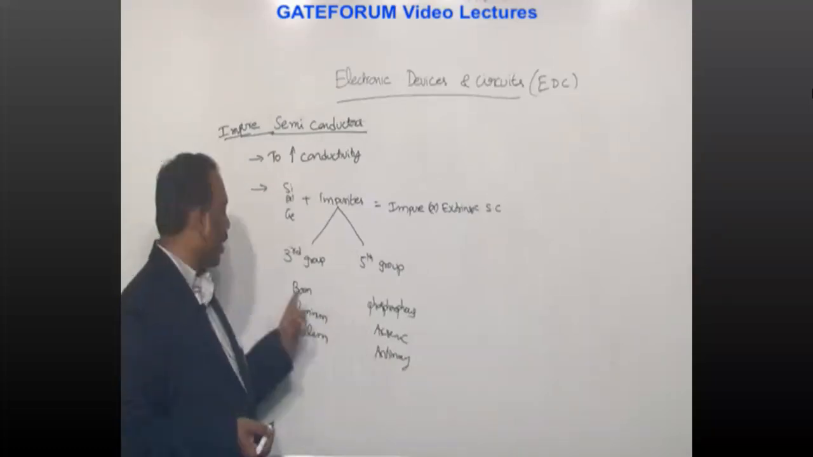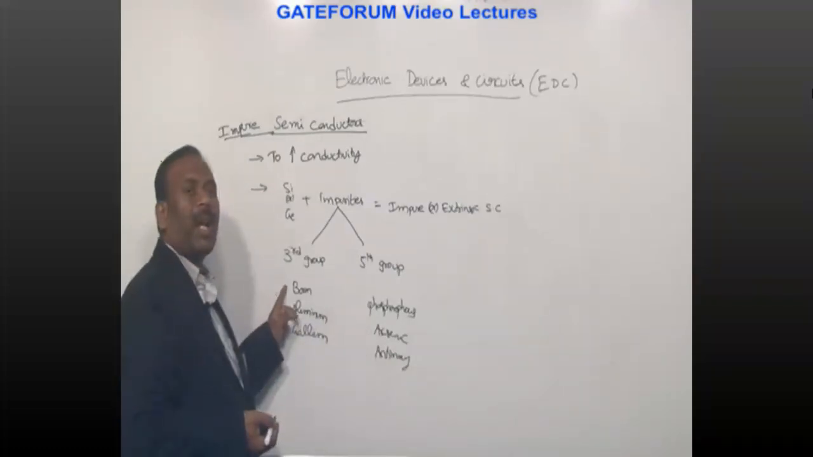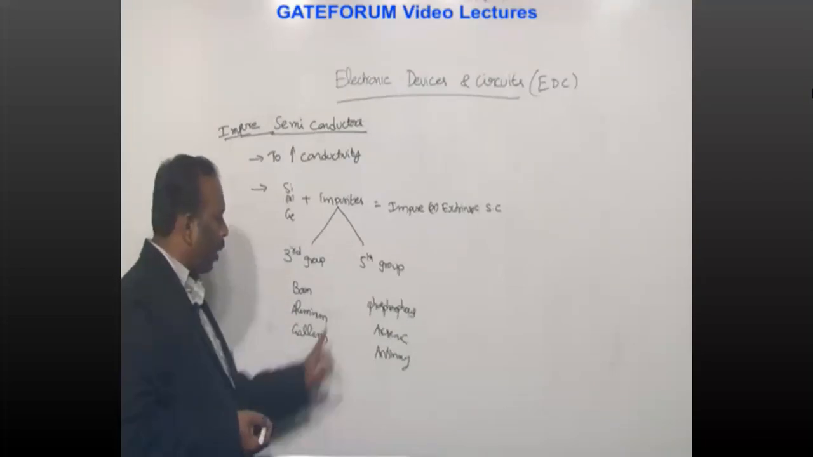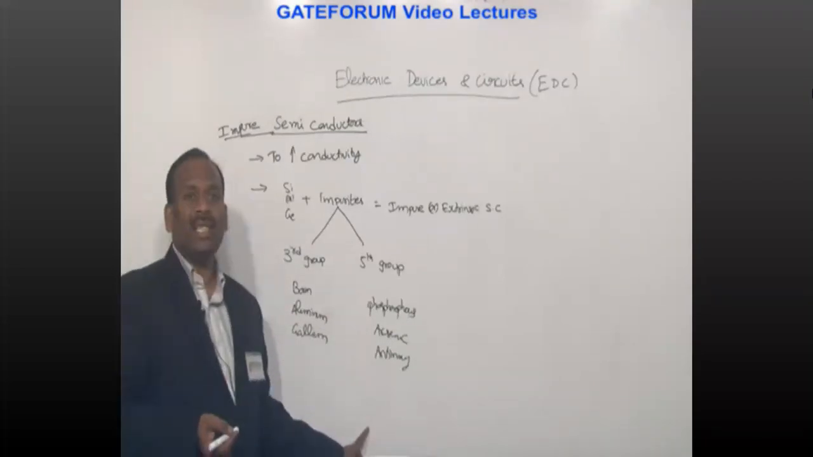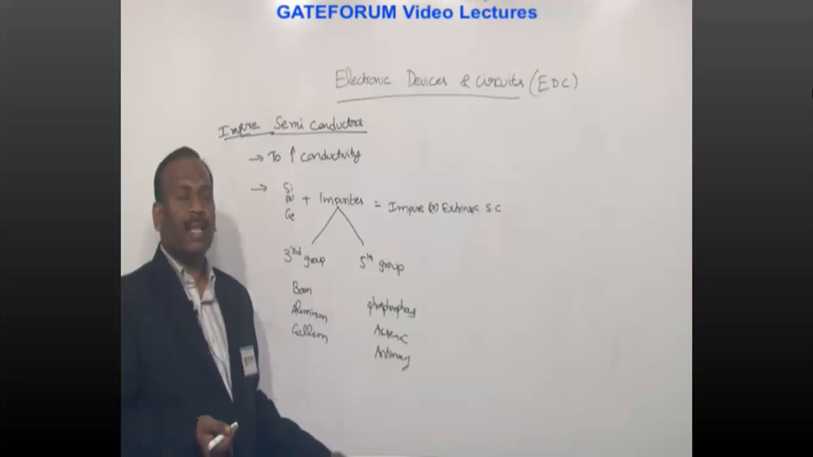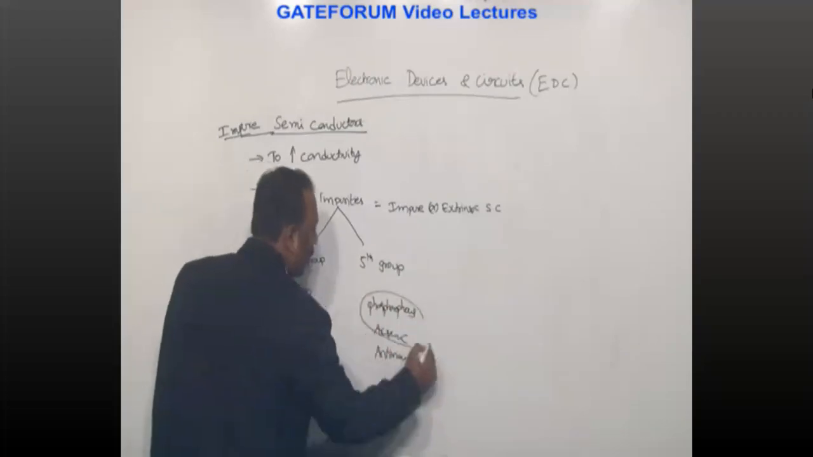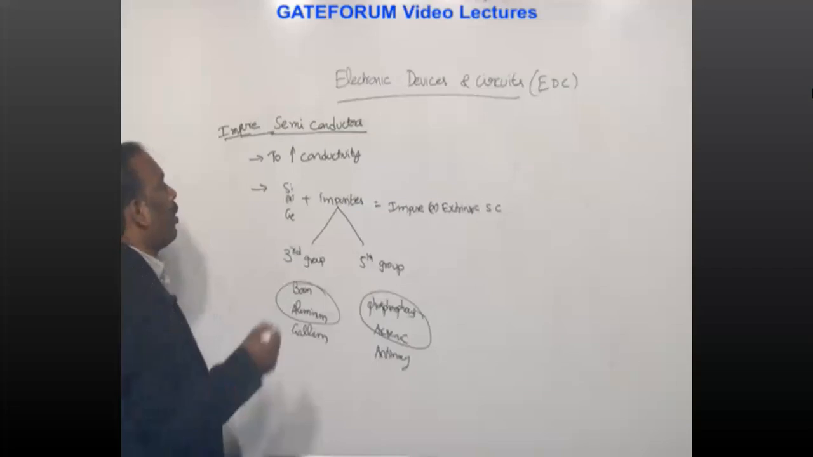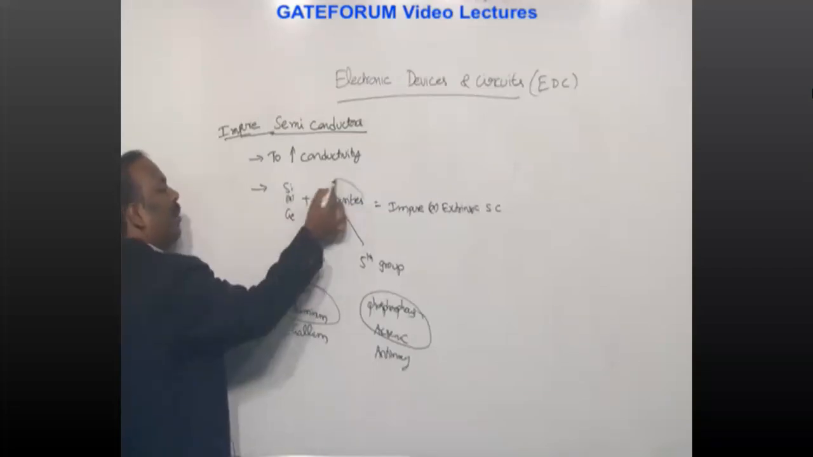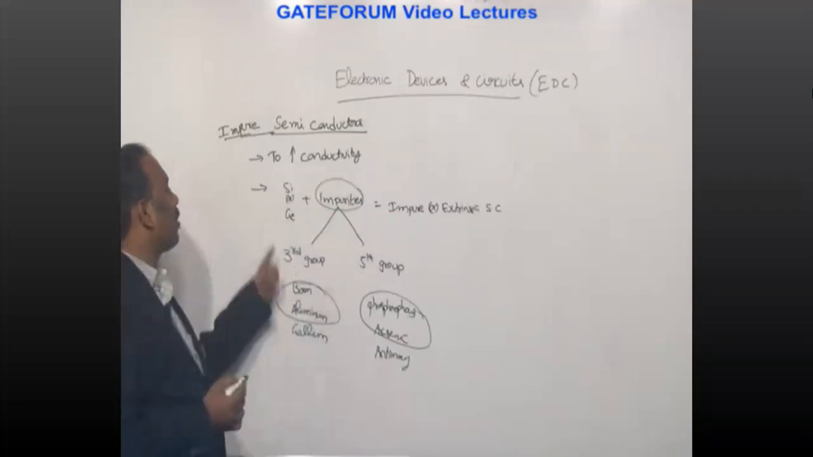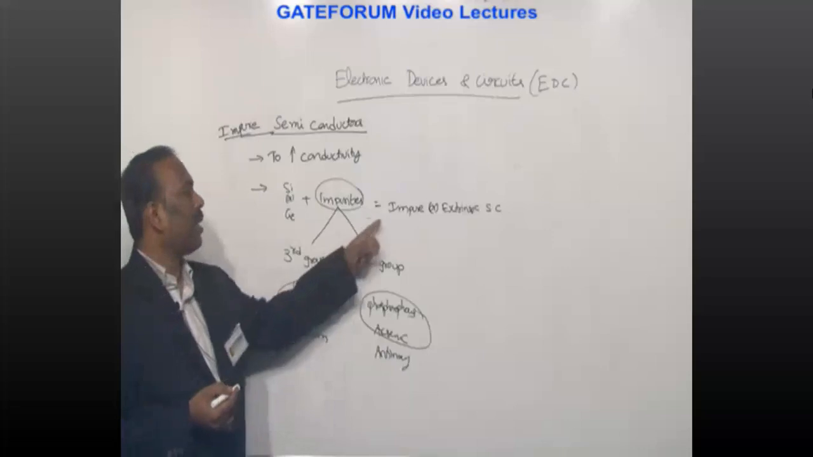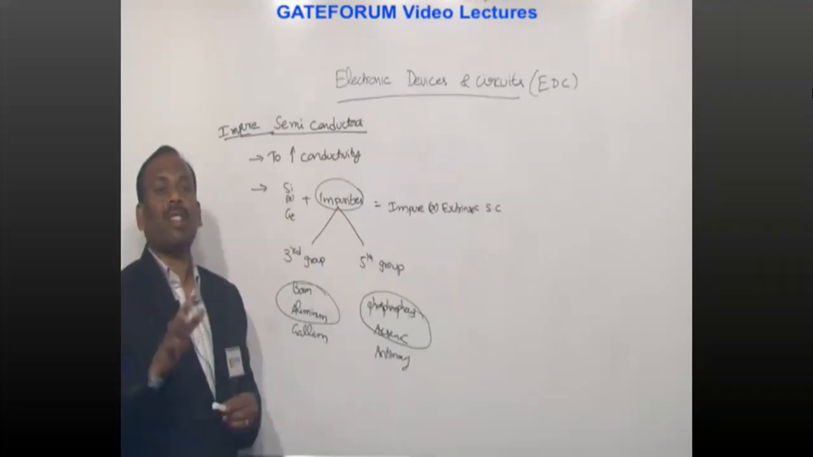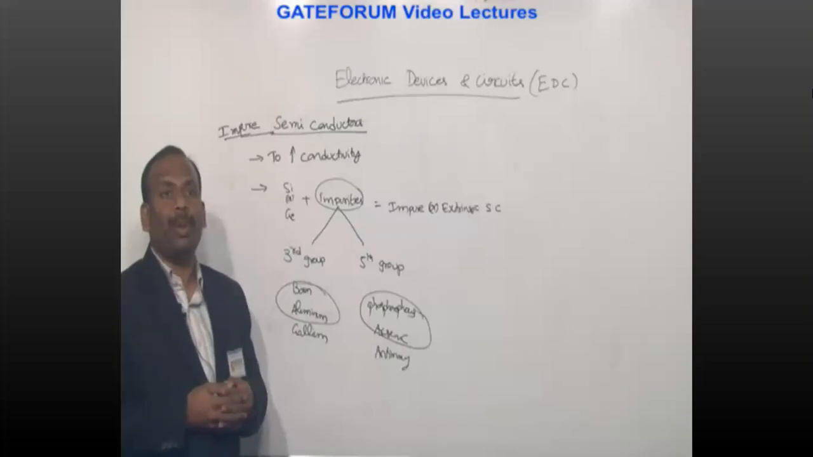The second one is arsenic. Among the third group, the most commonly used are boron or aluminium, because as you go up the group, the conductivity increases. So, to increase the conductivity, we add impurities to the pure semiconductor. The resulting one is called an extrinsic or impure semiconductor. The process of adding impurities is called doping.